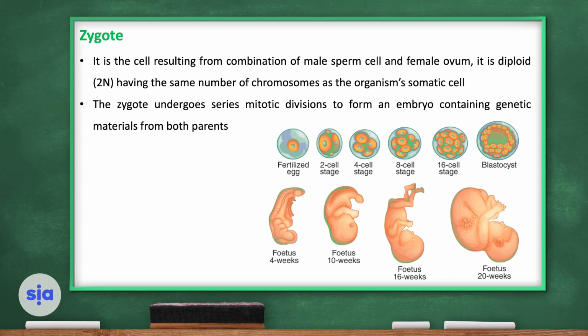The zygote undergoes serious mitotic division to grow, because the aim here is growth, not reproduction. So this growth is by mitosis to form an embryo containing genetic materials from both parents. So 23 chromosomes from the father and another 23 chromosomes from the mother. The total at the end is 46.